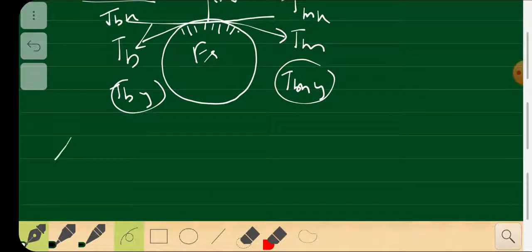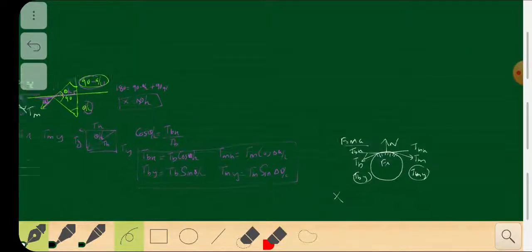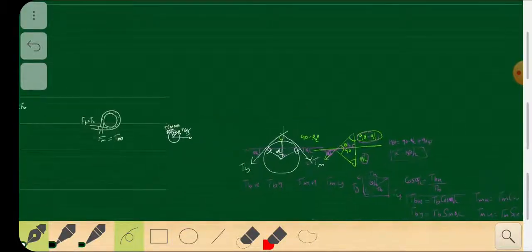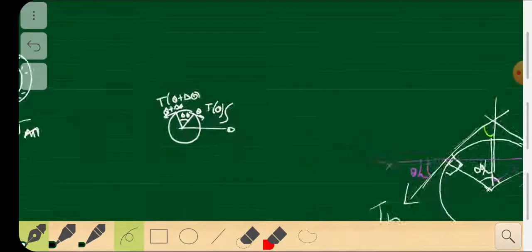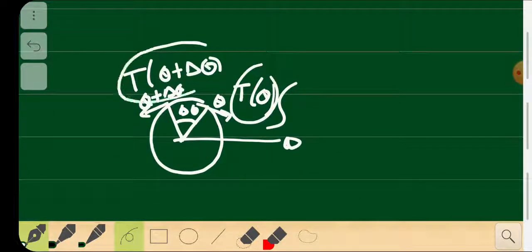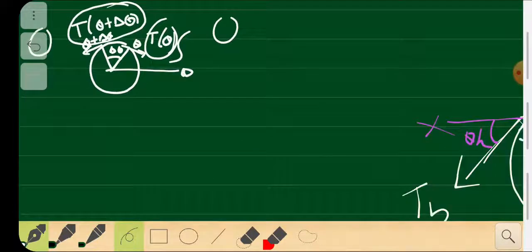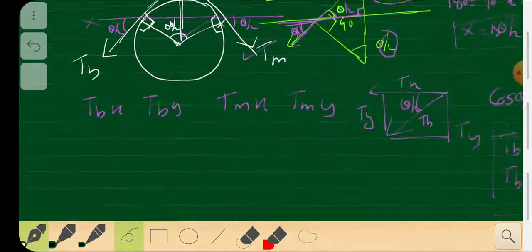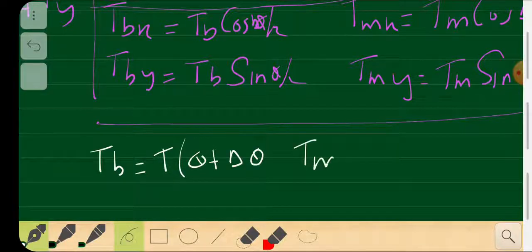I'm going to use F equal to ma in the x-axis, right? But before that, I have to do one more thing. I said earlier that T theta and T theta plus delta theta was the consideration here. T theta is the one-sided force, and on the other side we have a delta added to the tension. It will be added or subtracted based upon the action of the friction. So T boy will be some changed tension, T of theta plus delta theta, and T of the mass will be the original T.